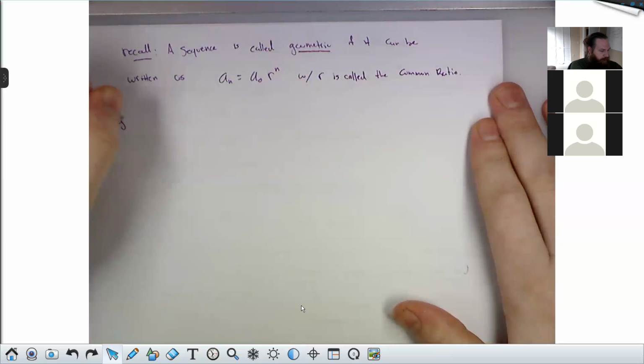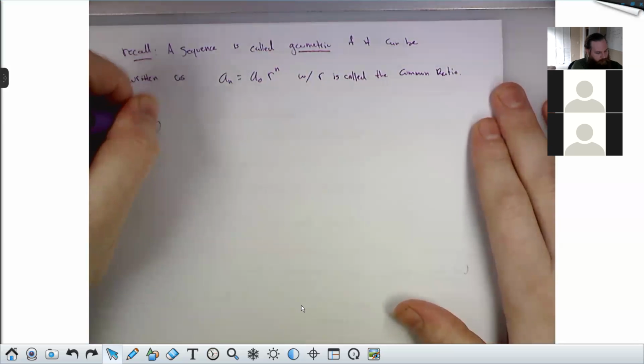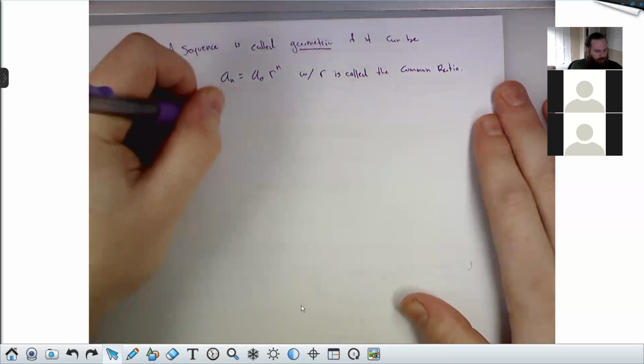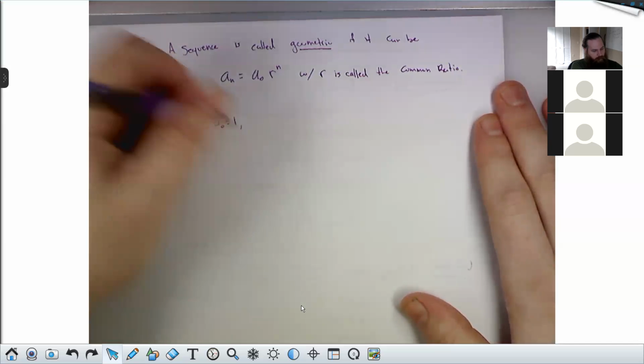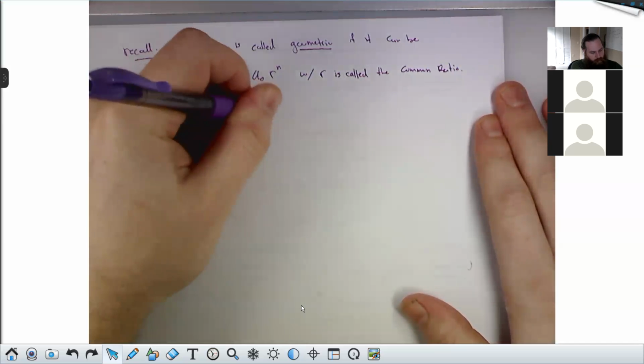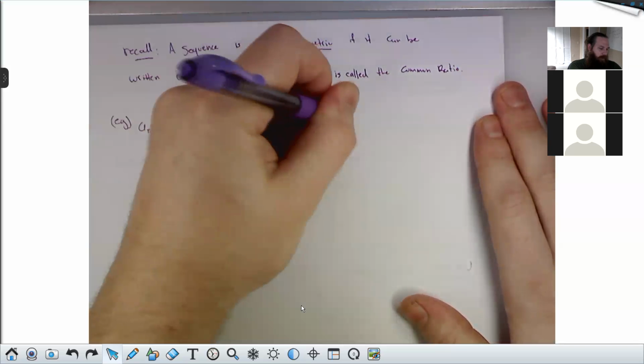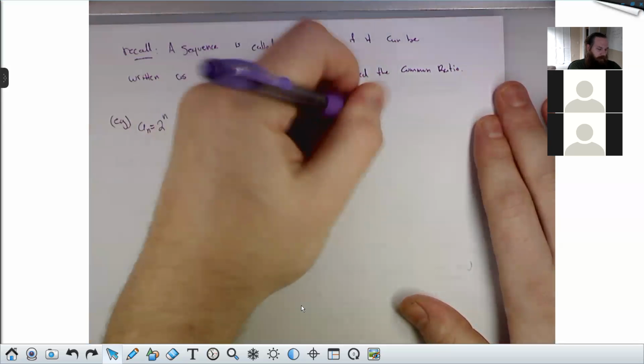So some examples we had were like 2 to the n. a_n equals 2 to the n. This is geometric. Here, a0 is 1, a1 is 2, a2 is 4, a3 is 8, and so on.